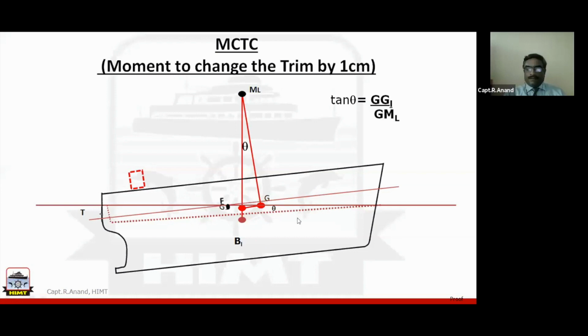Now you see, because of this movement of G, there is a moment which is created, and that moment depends on this movement of G to G dash. The G to G dash motion is the one responsible for creating this moment to trim the vessel. Now let's take this triangle G dash, G and M. What is this ML which I have drawn here, which I have mentioned here?